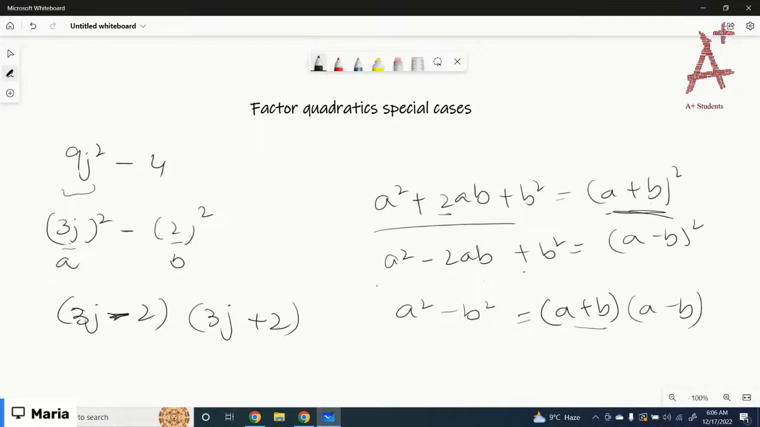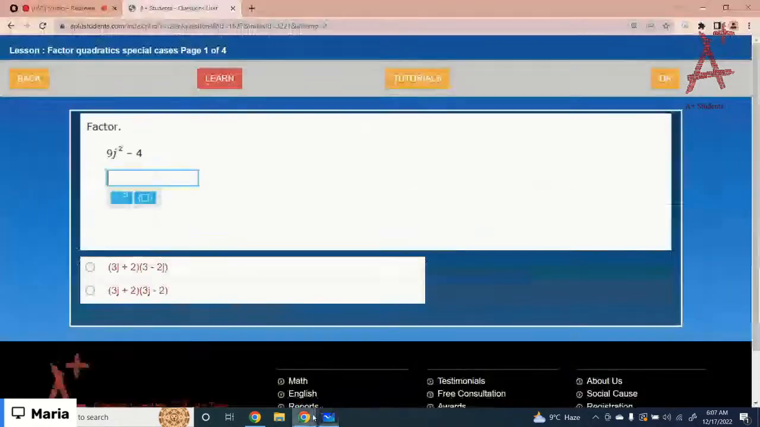Got it? If you have any question, you can just write the question in the chat box. I'll answer all your questions if you have any. So 9j square minus 4 equals 3j minus 2 and 3j plus 2. Got it? Keep these very important things in your mind when working with the perfect squares. It would be 3j minus 2 and 3j plus 2. The second option is the correct one. Got it?